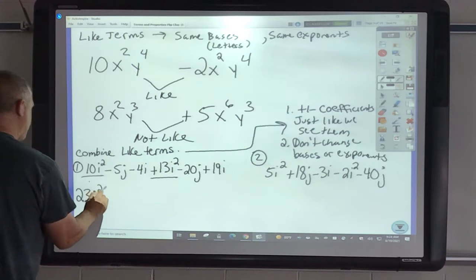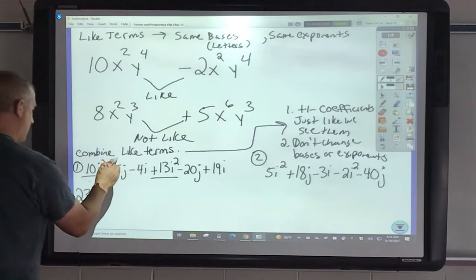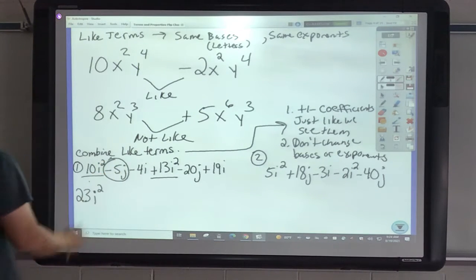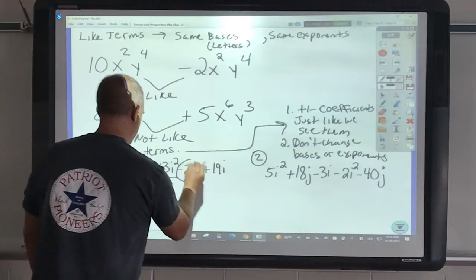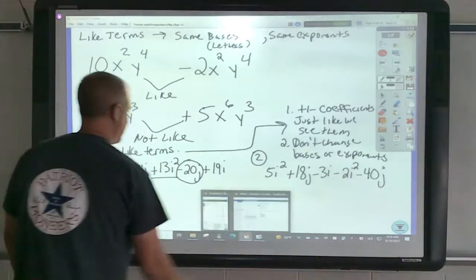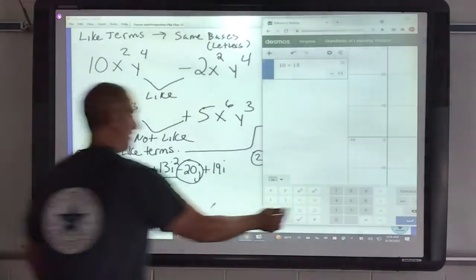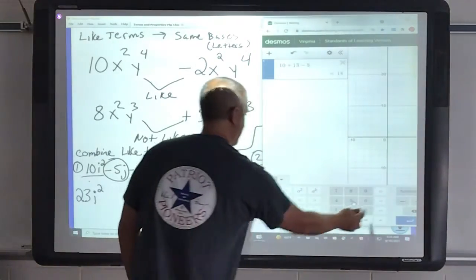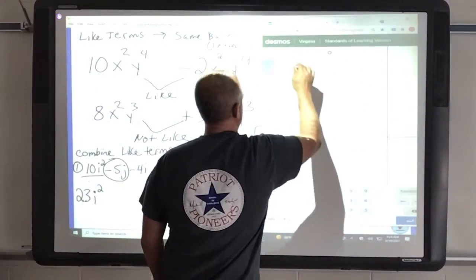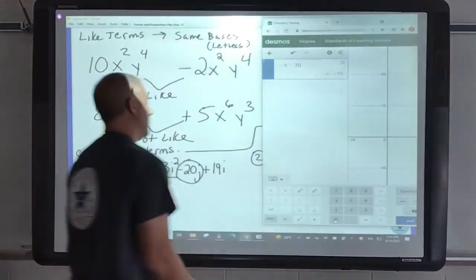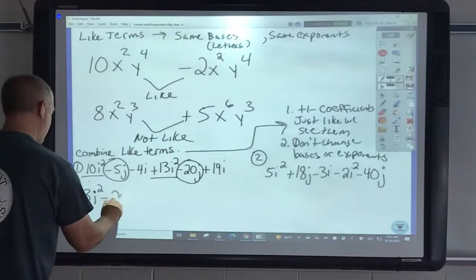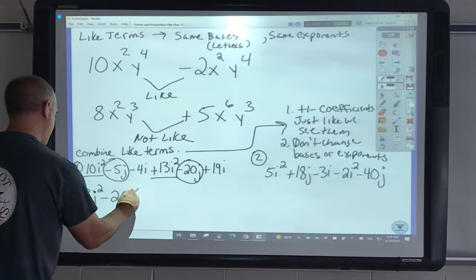I do not change the base. I do not change the exponent. Now I got negative 5j, so I'm just looking for another j. Well, that's negative 20j. How does that go in the calculator? Just like I see it. Negative 5 minus 20. Negative 5 minus 20. That is negative 25j.